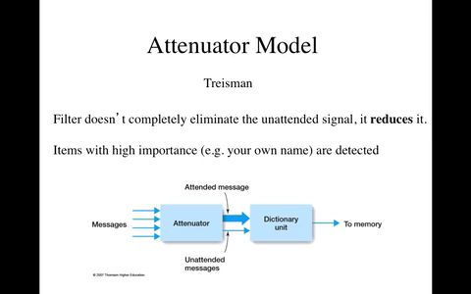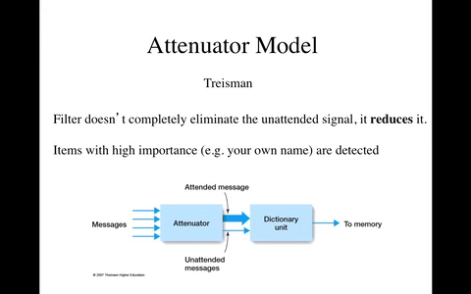So this brings us to the attenuator model, which suggests that it's not the case that the filter completely filters out, eliminates the unattended signal. Rather, it reduces it. So you can think of it as almost cranking down the volume on the unattended message. And what happens is that items with high importance, so for instance your own name, are detected. So it's almost like if somebody whispers your name, you might be hearing it because your name is something that's very important to you. Whereas if somebody whispers something that's completely unimportant to you, you might not process it.